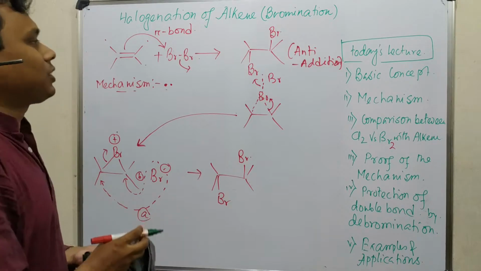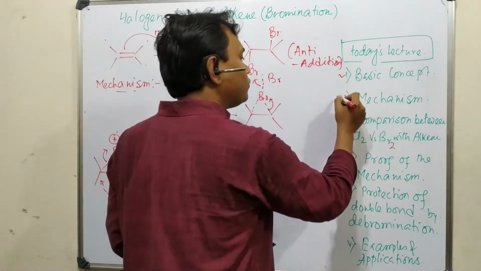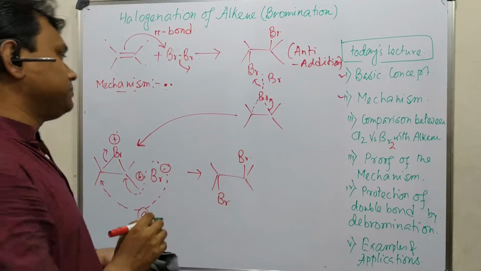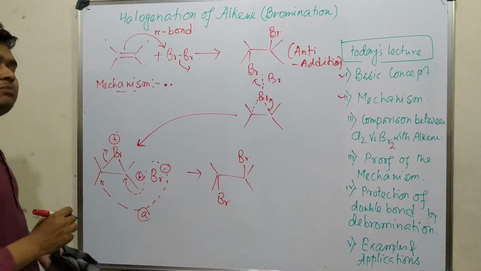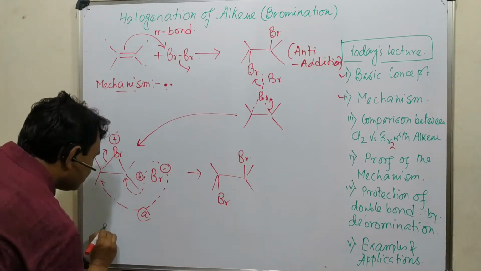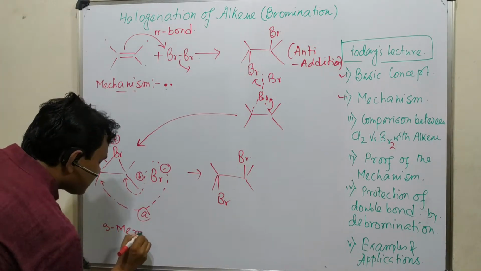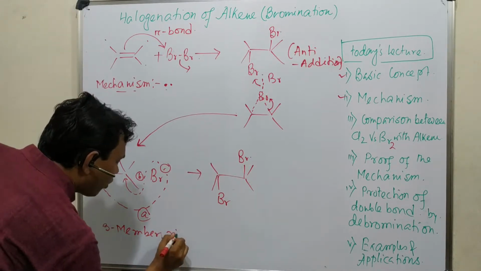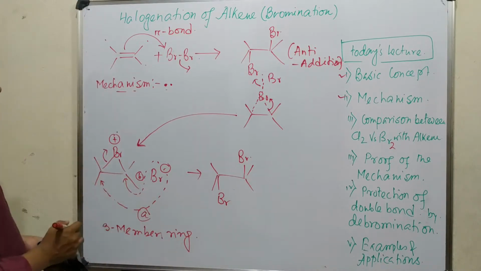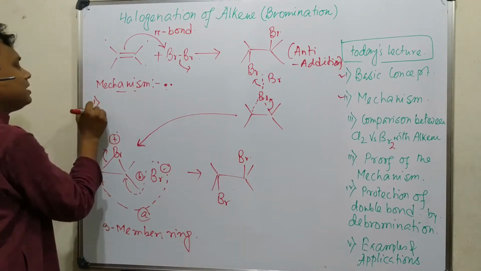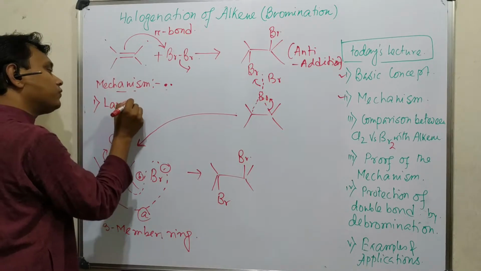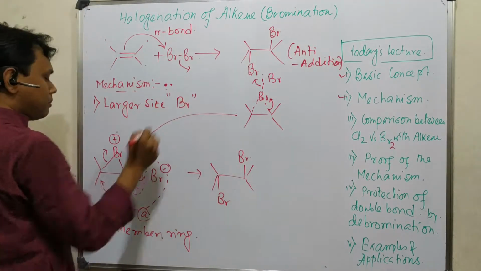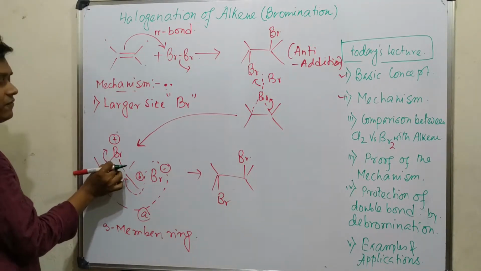Now, as I told, the basic concept I have covered, and now the mechanism I have told. Then comes the comparison between chlorine and bromine, and that is the interesting part. Why does this three-membered ring form easily with bromine? Why does this form? Because first of all, one, the larger size of the bromine atom. If it is larger, then the strain factor will be less.